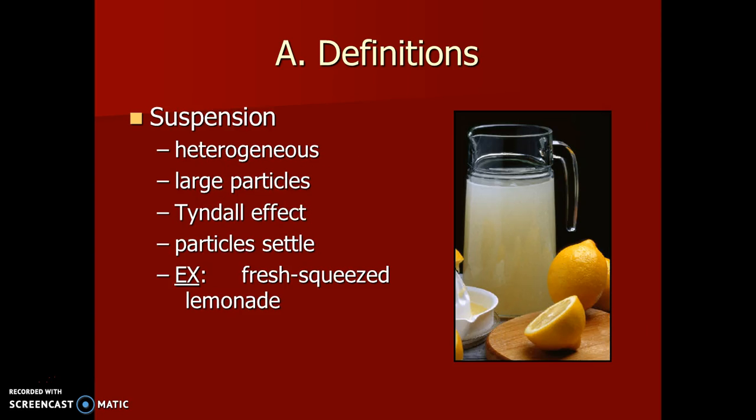And then we have a suspension, which contains very large particles. And think, you see the picture here of the lemonade or orange juice with pulp in it, or a mud puddle. Something where you're going to see those large particles and they're going to settle out. That would be a suspension. So be able to distinguish between those three types, the solutions, the colloids, and suspensions, and be able to place substances into their proper categories.